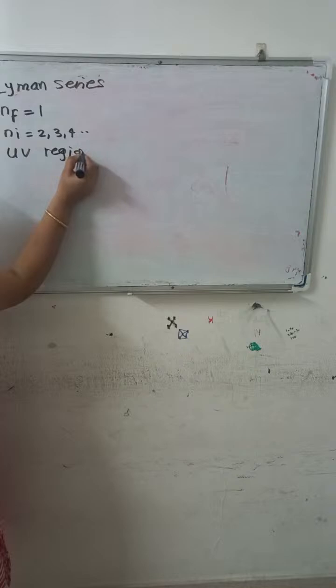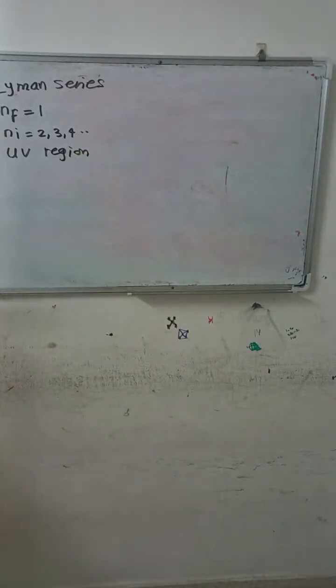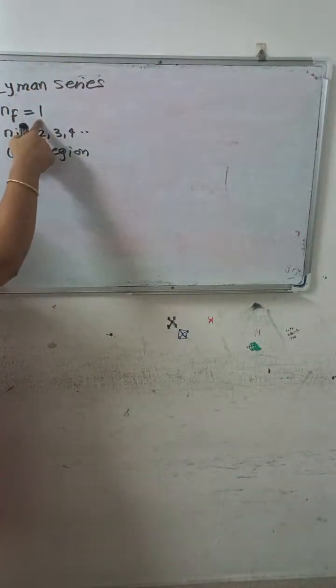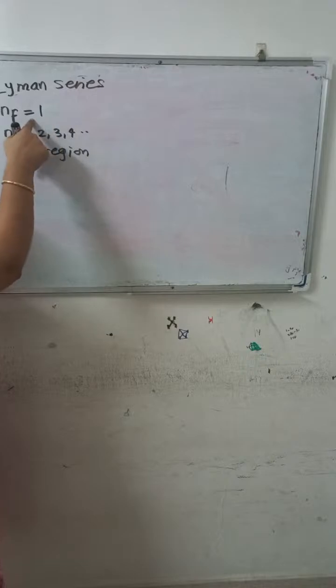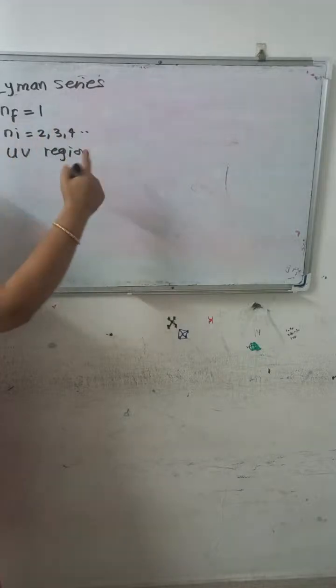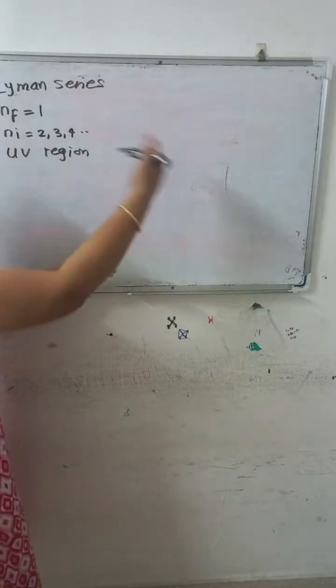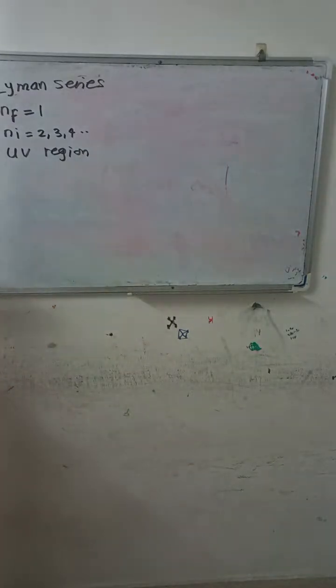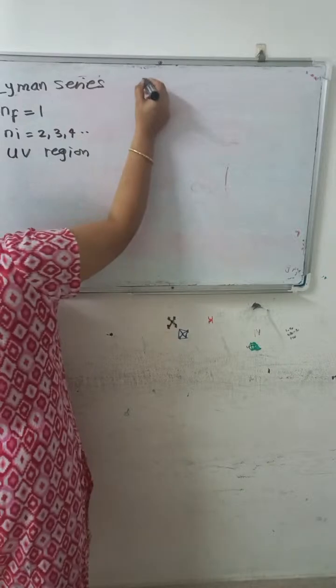Are you getting this? Lyman series means the electron always jumps from infinite to 1. That means its final state is nothing but 1, and it can jump from the second orbit or third orbit or 4 or infinite. And it is always lying in the UV region. This is very important. Then next we have the Balmer series.